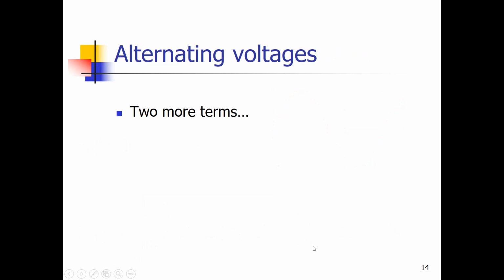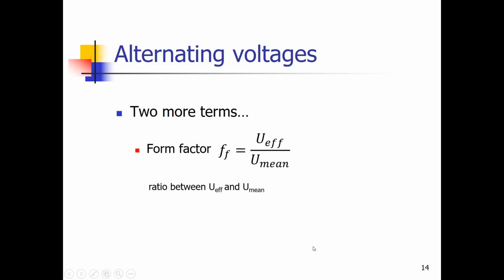Well, two more terms which I want to discuss in this video, which are used in electronics. One of the terms is the form factor, FF, which is the division of the effective voltage by the mean voltage. So it's a ratio between these two voltages, the effective voltage and the mean voltage. Another important term which is used in electronics is the top factor, Ft, which is the ratio between the maximum value or the peak value divided by the effective voltage or the RMS voltage.